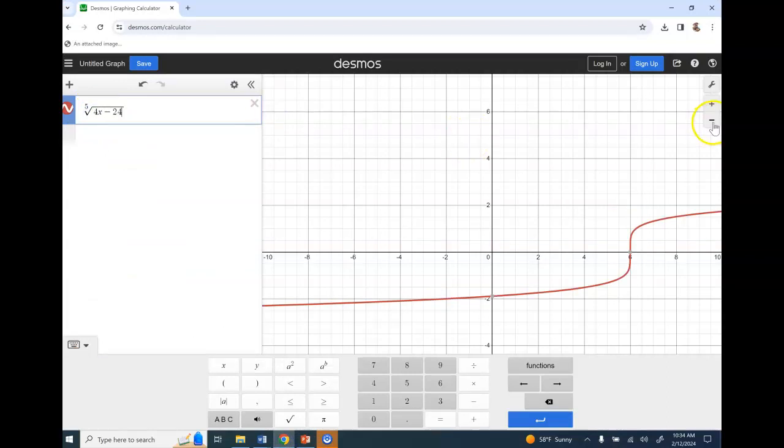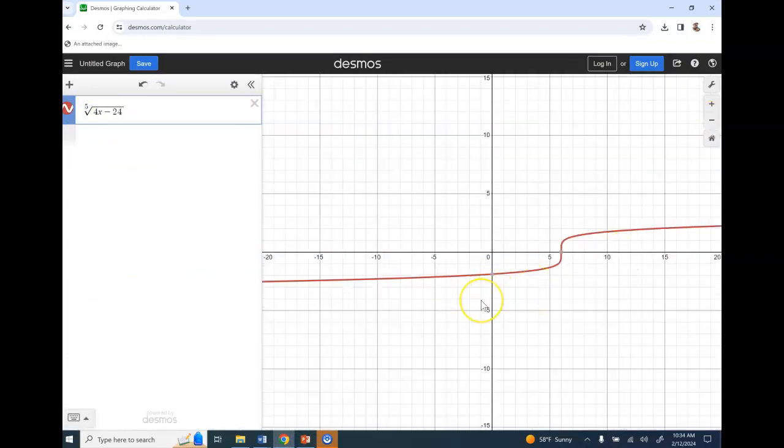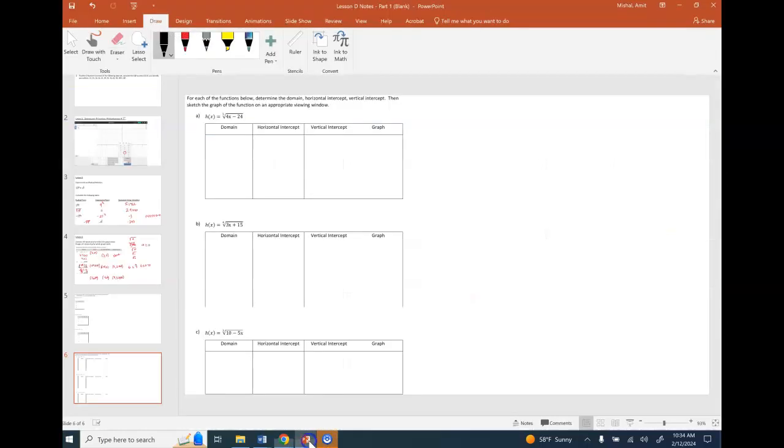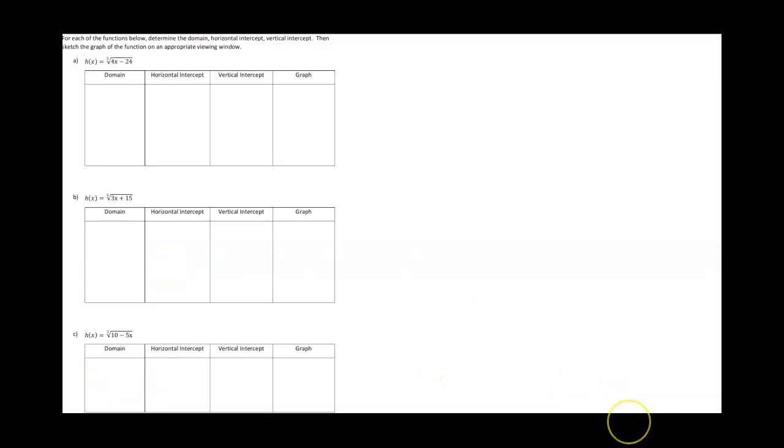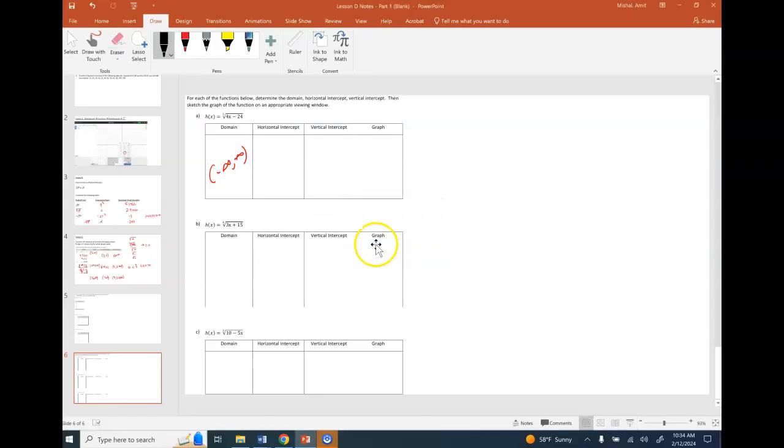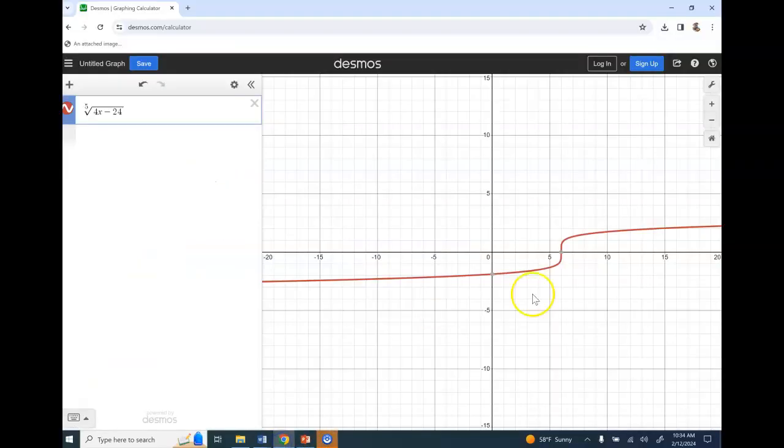Now here, if you zoom out, the graph goes infinitely in both directions. So because the graph goes infinitely in both directions, our domain is going to be negative infinity comma infinity. Okay, the horizontal intercept is where the graph hits the x-axis. So that'll be this here, 6, 0, and the vertical intercept is where the graph hits the y-axis, which is 0, comma, negative 1.888.